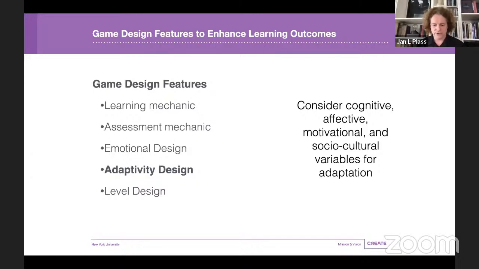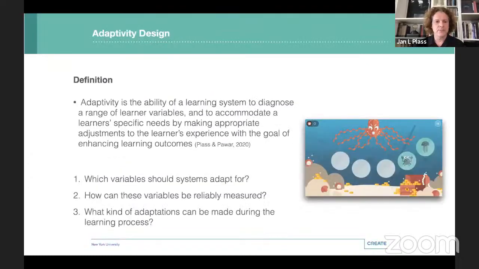An additional design feature is adaptivity. And adaptivity, of course, personalization, is a hot topic these days. My argument here is that we need to consider a broad range of variables that we should adapt for. Those could be cognitive, affective, motivational, or sociocultural, rather than what often happens, just adapting for learning progressions in individual steps. So we define adaptivity as the ability of the learning system to diagnose a range of learner variables and then to accommodate a learner's specific needs by making appropriate adjustments to the learning experience with the goal of enhancing learning outcomes.